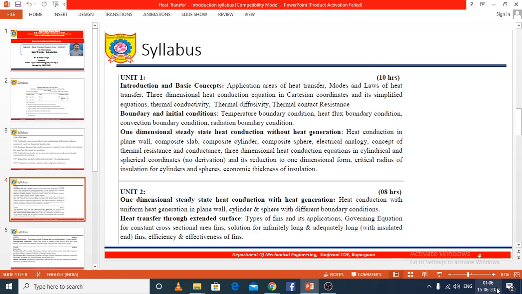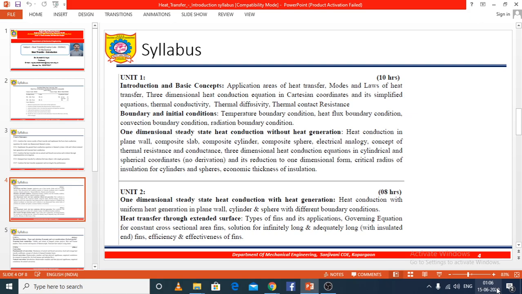In the first part, we'll study modes and laws of heat transfer, the different modes of heat transfer. Then the three-dimensional heat conduction equation in Cartesian coordinates, which is very important, and this is a generalized equation which is used for various applications. We'll study thermal conductivity, thermal diffusivity, and thermal contact resistance.